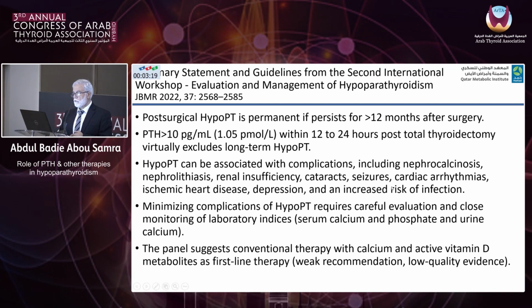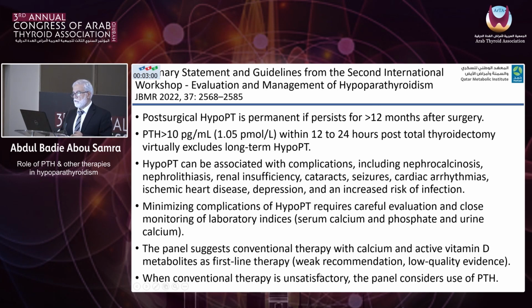Okay. So essentially, these are guidelines published in 2022 in the Journal of Bone and Mineral Research. Essentially, they still reiterate the conventional therapy. At the end, they suggest this to be the first line. However, if it's unsatisfactory, the panel may consider use of PTH. I personally use PTH in a few patients for a variety of reasons, it has not worked with all of them, but in one patient it did a miracle. So I don't know.